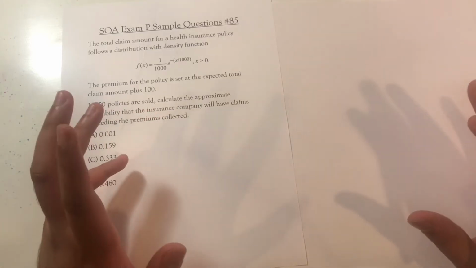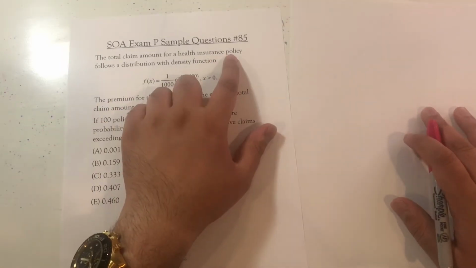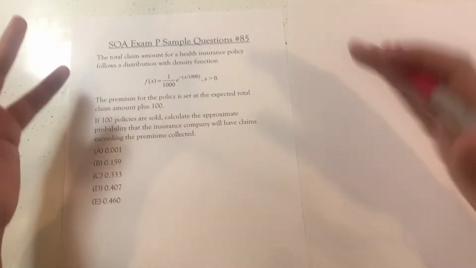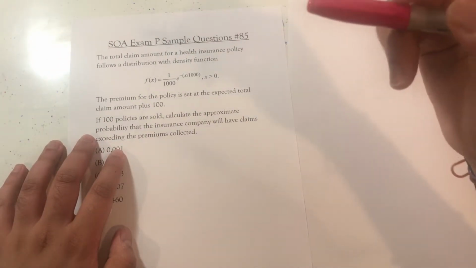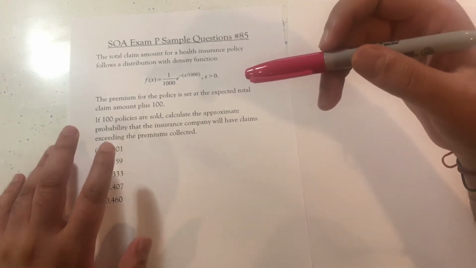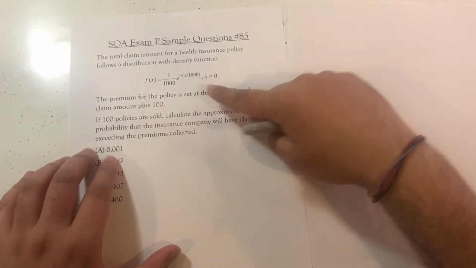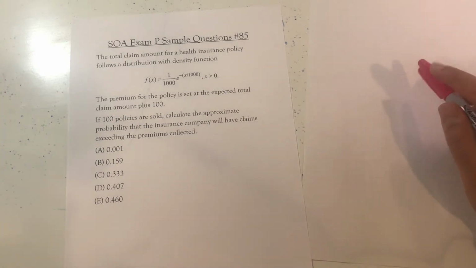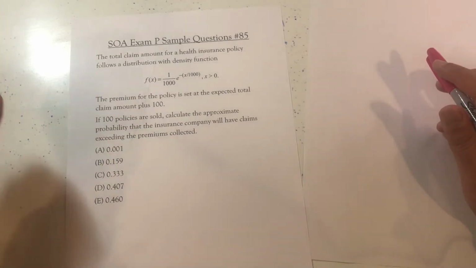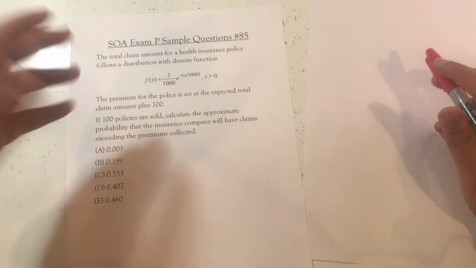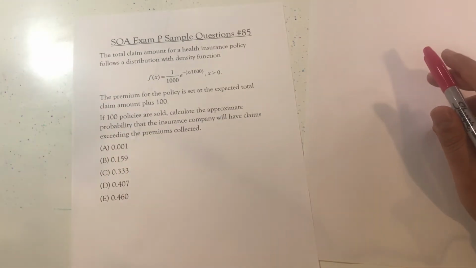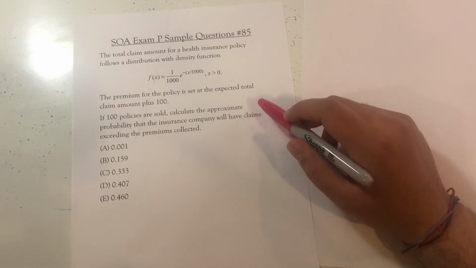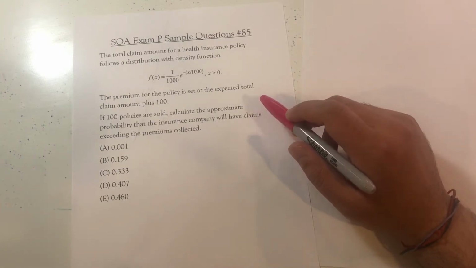Okay, so in this video, we're going to go through sample question 85 from the Society of Actuaries Exam P list of sample questions. The question reads: the total claim amount for a health insurance policy follows a distribution with this following density function. The premium for each policy is set at the expected total claim amount plus 100. If 100 policies are sold, we need to calculate the approximate probability that the insurance company will have claims exceeding the premiums collected.